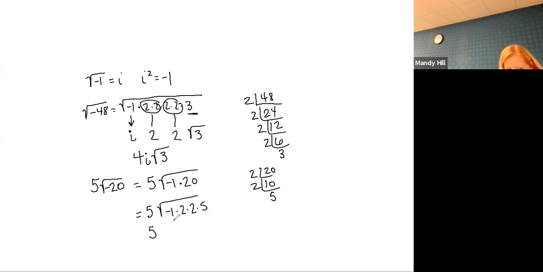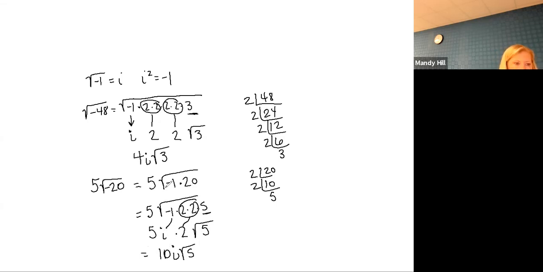Well, 5 is going to stay out front. We know that the square root of -1 is i. We've got a pair of 2's, we can pull one of those out. And we have this 5 that's left underneath, nothing to go with it underneath the square root. And so when we multiply this stuff together, 5 times 2 is going to give you 10 i square root of 5 when we combine all that stuff together.